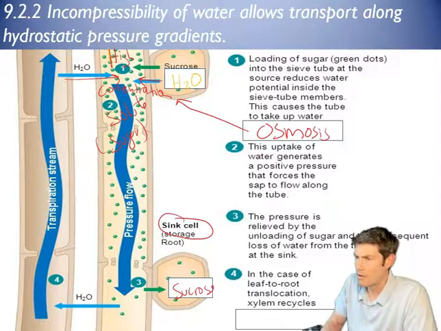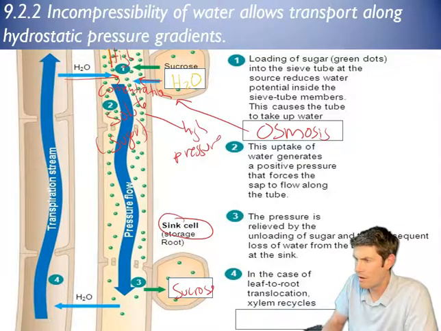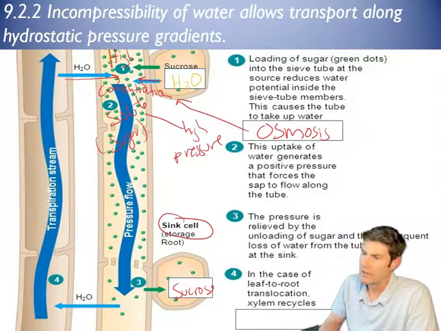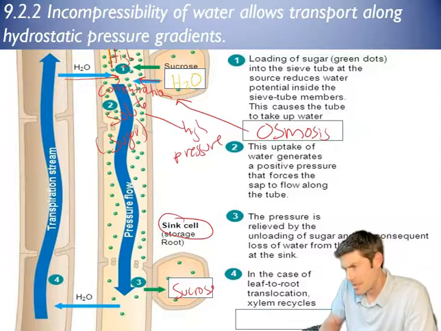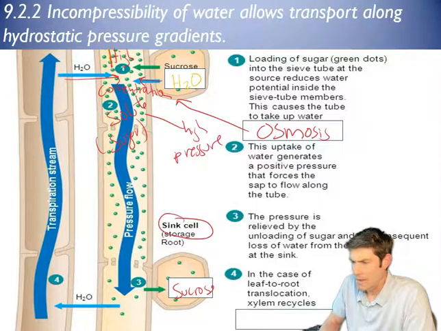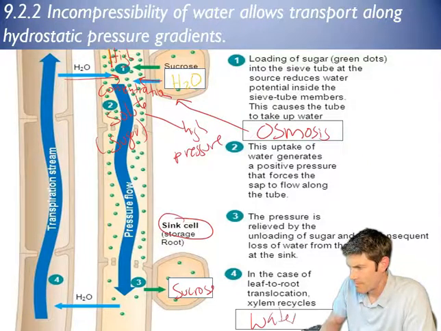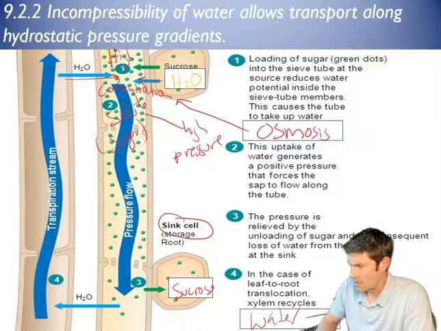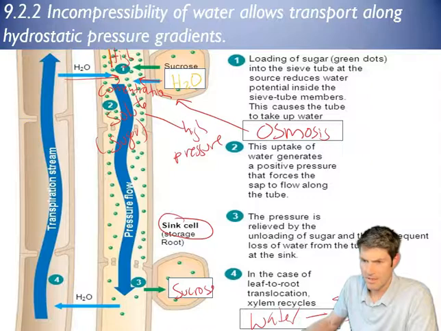And positive pressure, we see high pressure of water. All that water is being sucked in or moved in from osmosis. And to relieve that pressure, these substances move down to those sink cells. And this recycles water. That is water from the sink to the source. Hopefully that's somewhat legible.